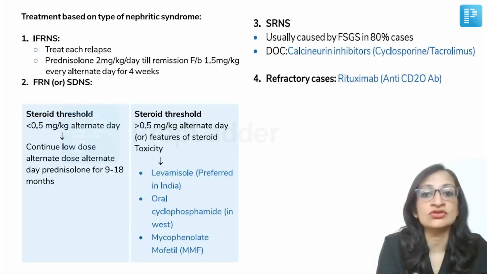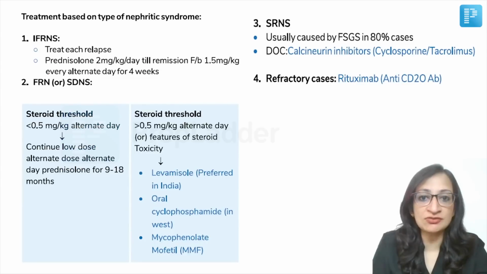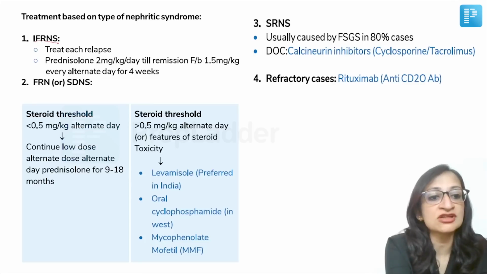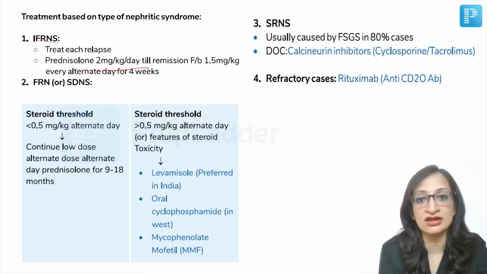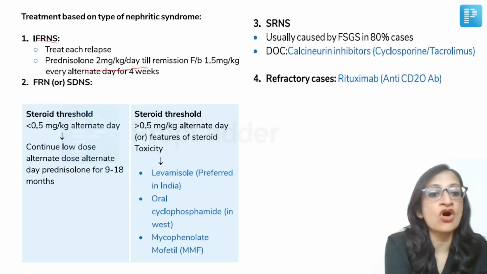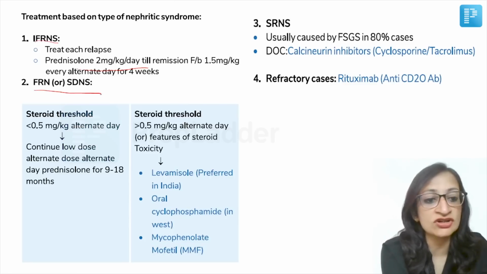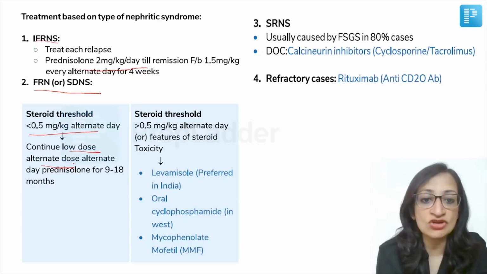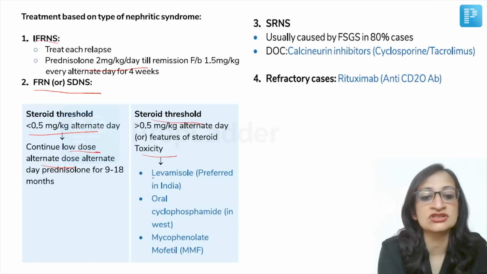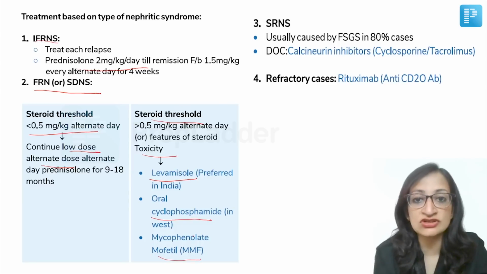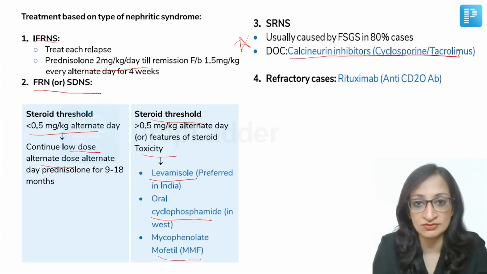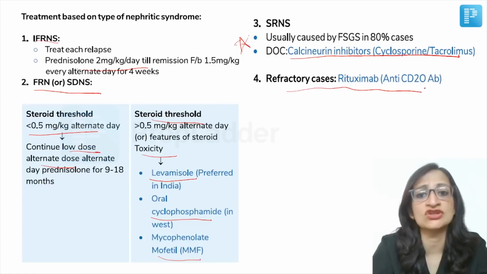Okay. And the subsequent treatment of nephrotic syndrome will depend upon the course of the disease. So in frequently relapsing nephrotic syndrome, you just treat each episode. Okay. In frequently relapsing or steroid dependent nephrotic syndrome, if the steroid threshold is low, you can continue low dose alternate day prednisolone for a long time. While if the steroid threshold is high, or there are features of steroid toxicity, then you can use levamisole or oral cyclophosphamide or MMF. In steroid-resistant nephrotic syndrome, again, a number of times it has been asked, the drug of choice is calcineurin inhibitors like cyclosporin or tacrolimus. Okay. But in refractory cases, you can even use rituximab.